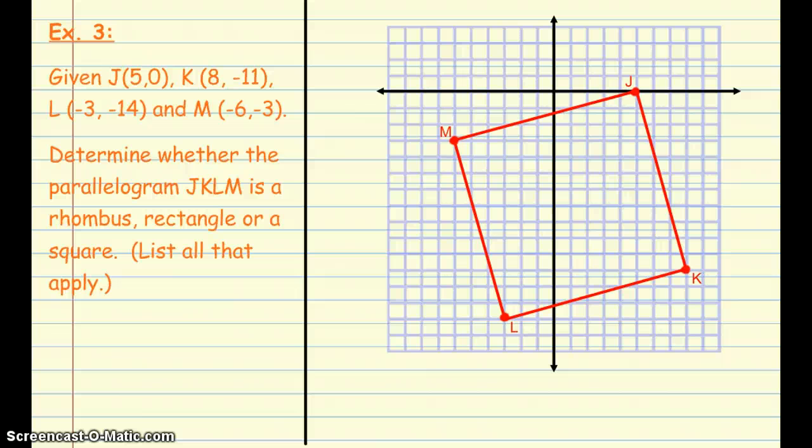So we have these 4 points. The first thing that I'd like you to do is grab a piece of graph paper and plot out this quadrilateral on your graph paper. Then our goal is going to be to figure out if it's a rhombus, a rectangle, a square, 2 of those things, or all 3 of those things. So I'm going to suggest you hit pause to draw your picture, and then we'll figure out which of those figures it is.